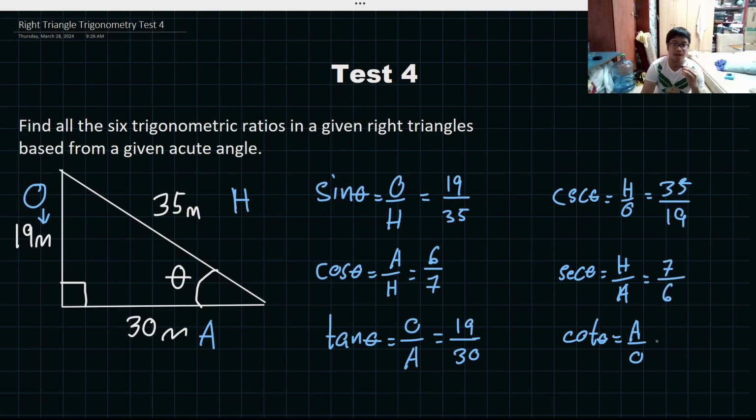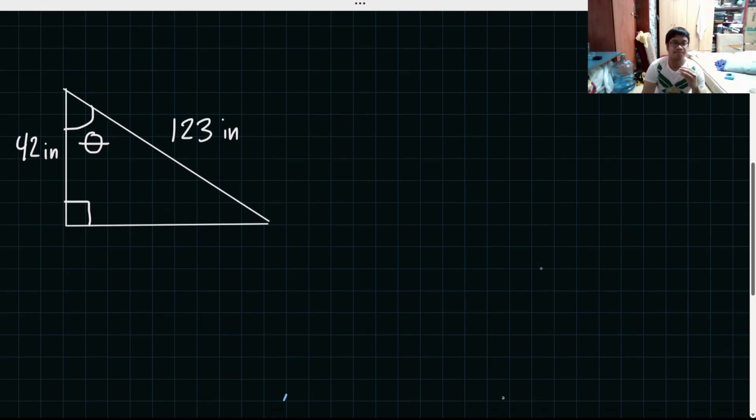And lastly, for cotangent theta, we have adjacent all over opposite. So here, we will have 30 all over 19. So these are your trigonometric ratios in this right triangle. Easy enough, right? Now, let's proceed to the next problem.